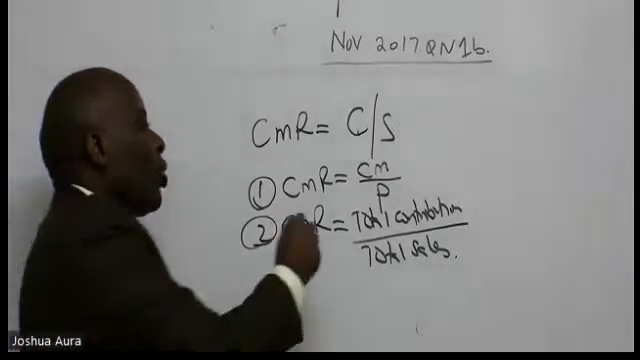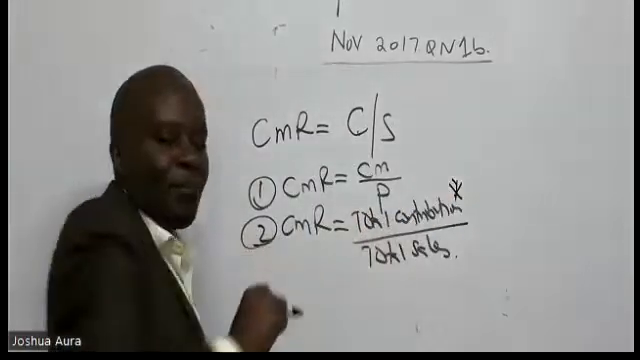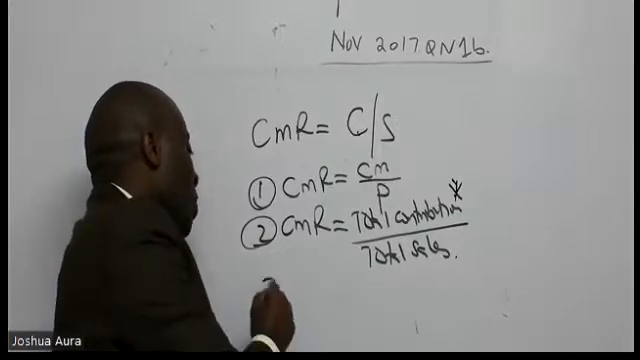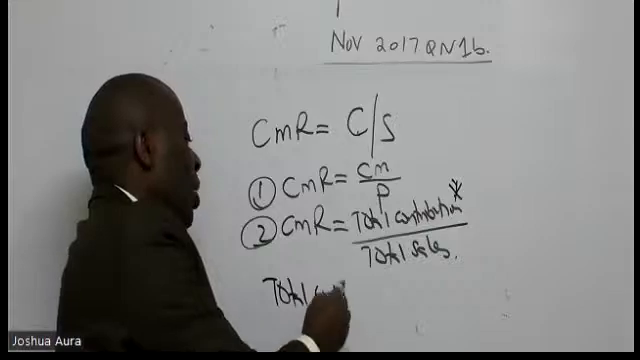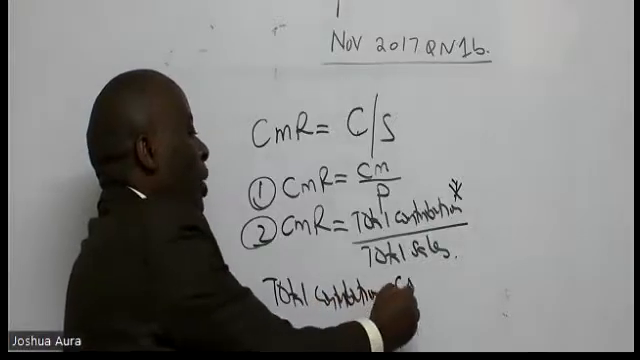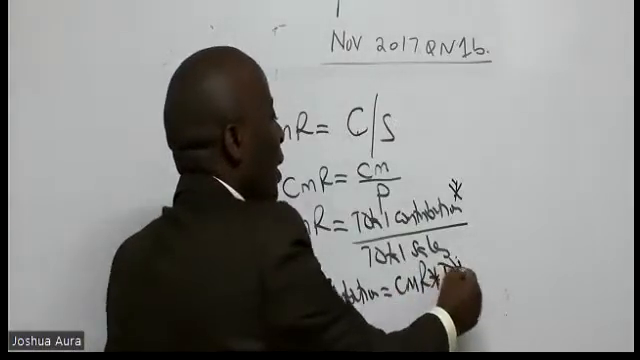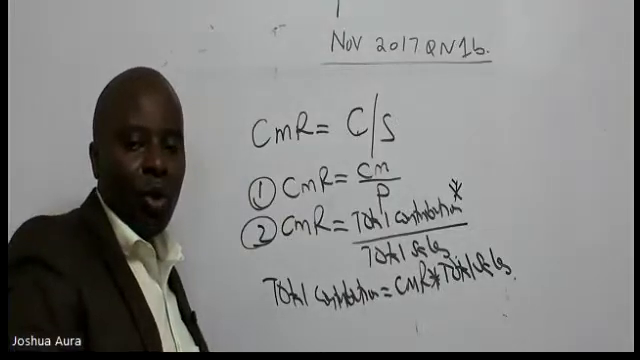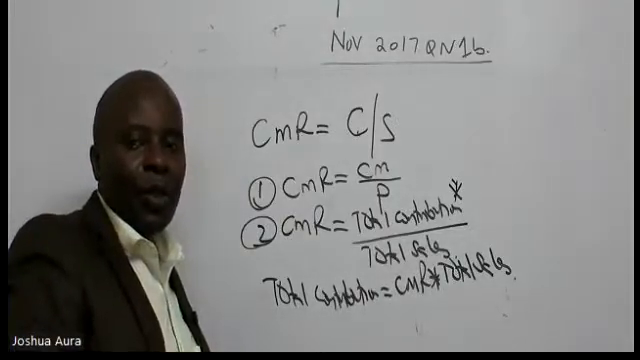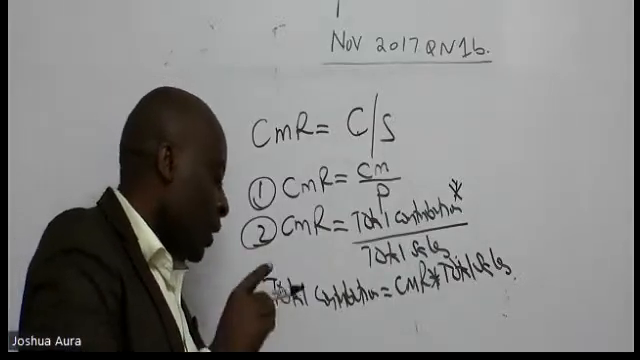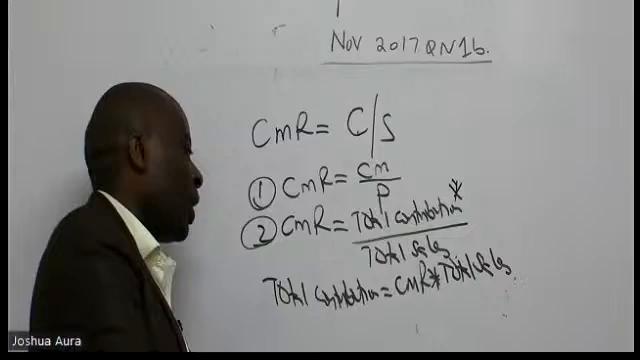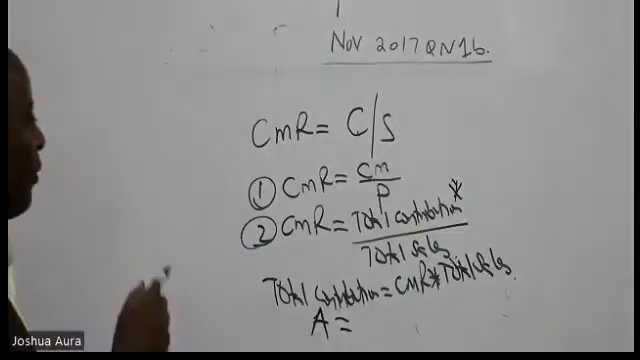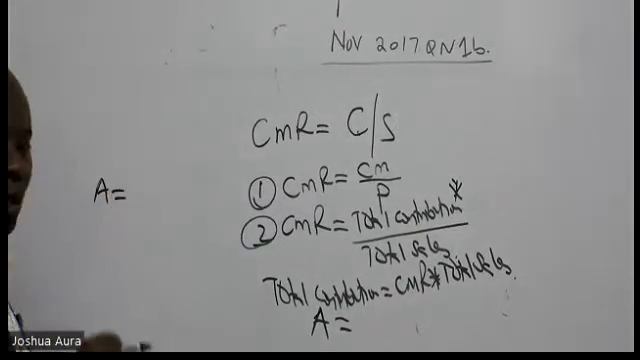So could you kindly make total contribution the subject of the formula from the second equation? From the second equation, the total contribution will be equal to CMR times what here, somebody? Times total sales. The total contribution will be CMR times total sales. So could you kindly do me a favor? Could you kindly give me the total contribution from the first product, known as product A?